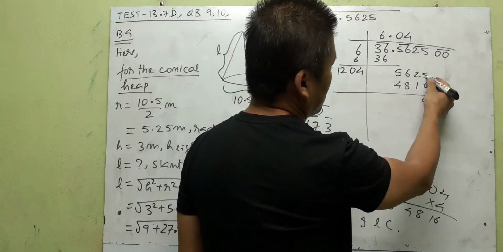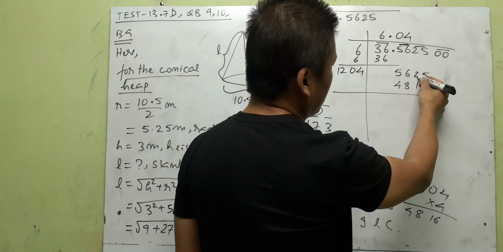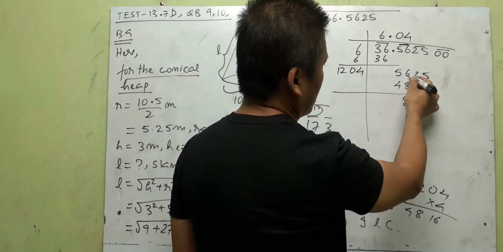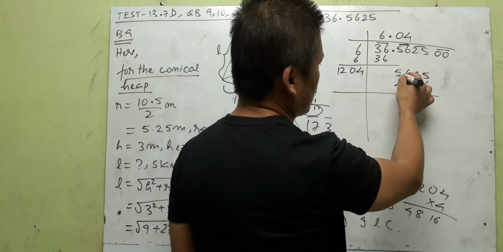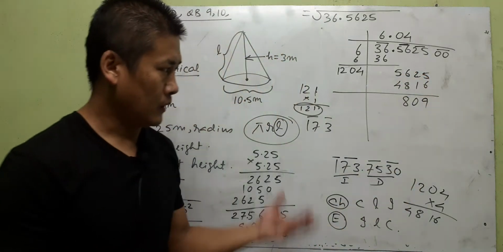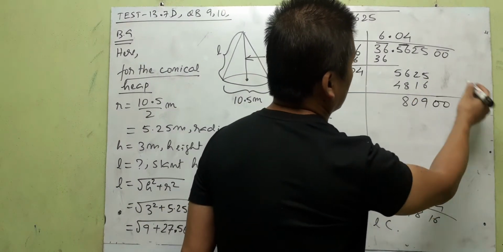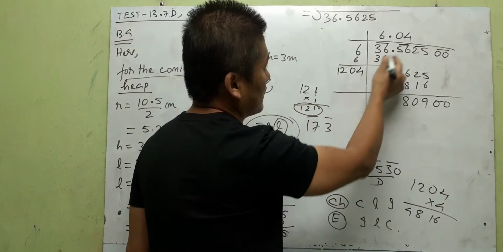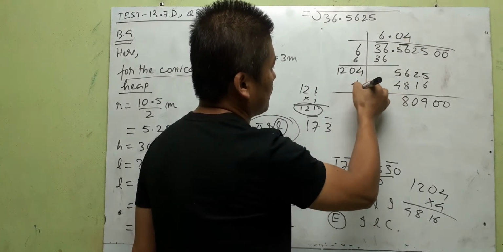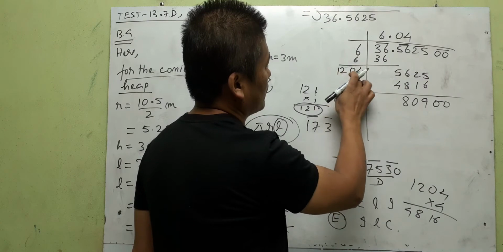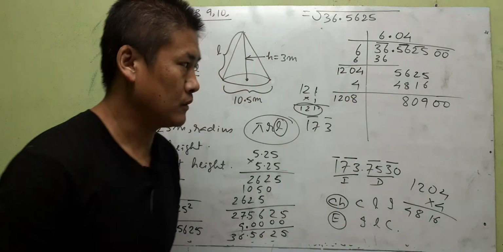That happens by borrowing 1 from here. So only 1 left, 1 minus 1, 0. 16 minus 8, 8. That happened because of 6 borrowing 1 from here. So 4 minus 4, 0. 809 is the remainder. Then bring down the next period. And before you proceed to the next division, whatever number you put here, put the same here. Then add it, 1204 plus 4, 1208.